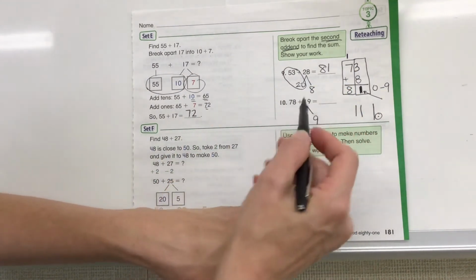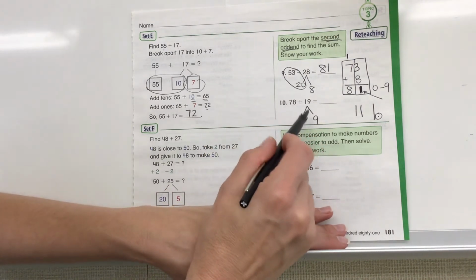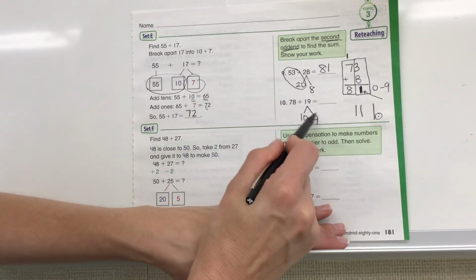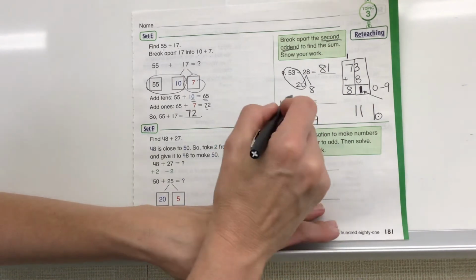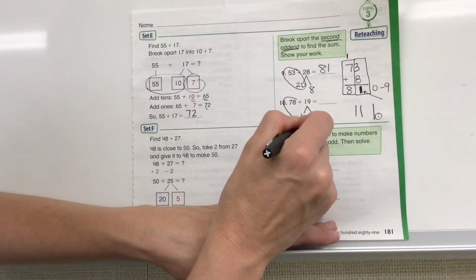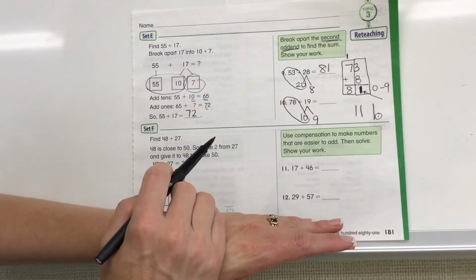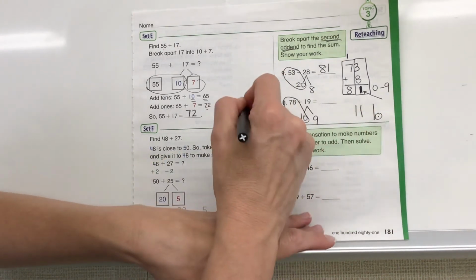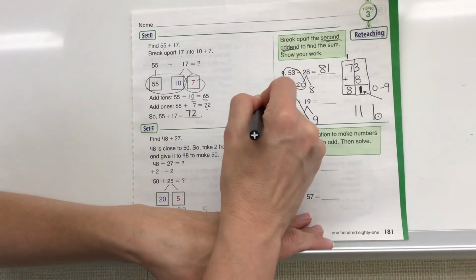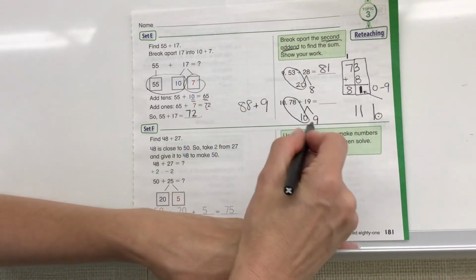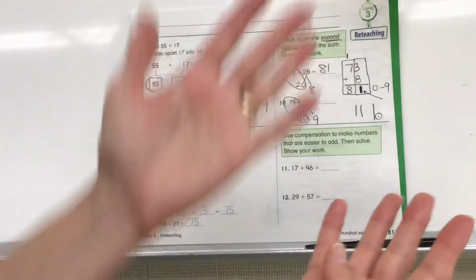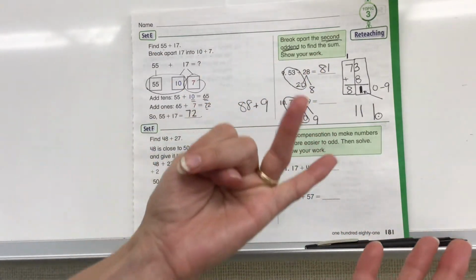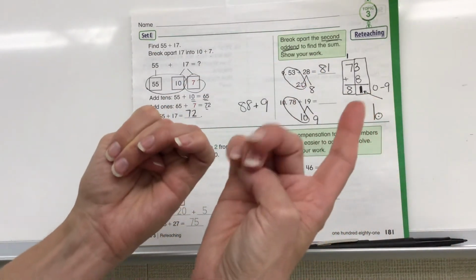All right, let's take a look at this one. 78 plus 19, we went ahead and broke up the 19 into 10 plus 9. So then we're going to do 78 plus 10. So 78 plus 10 is 88. So we have 88 plus 9. Holy cow. So again, we can put up 9 fingers if we want to. 88, 89, 90, 91, 92, 93, 94, 95, 96, 97.